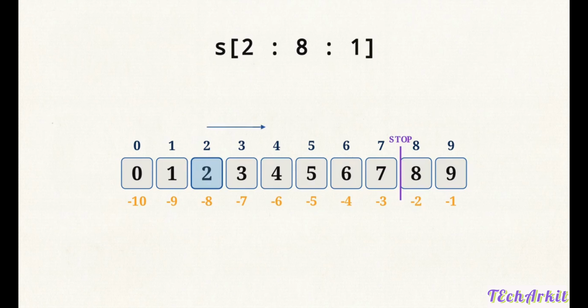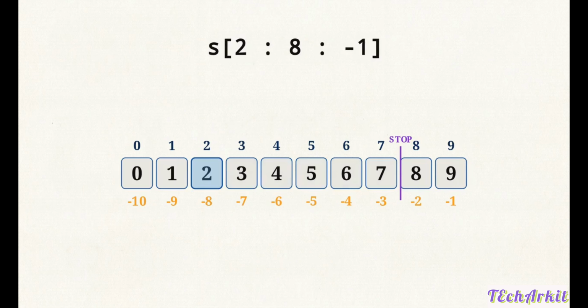With a positive step of 1, starting at index 2 and stopping at 8, the engine moves cleanly from left to right. Consider the conflict in this expression, starting at 2, stopping at 8, but with a step of -1. A negative step forces the vector leftward. From index 2, a backward move cannot reach a threshold located to the right at index 8. This spatial mismatch results in a return of an empty string.